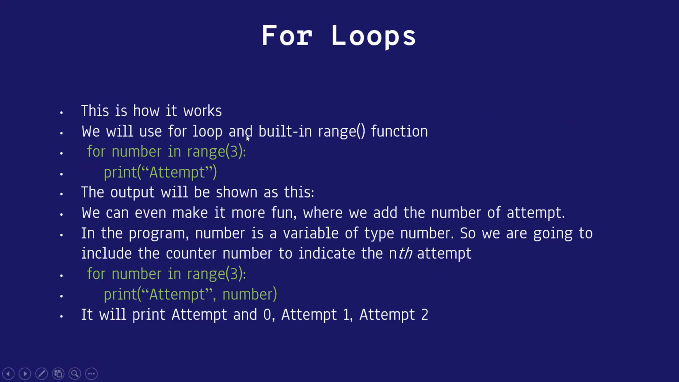We will use the for loop and a built-in range function to have the same effect. So for number in range, and the argument there is 3, print attempt. So the output will be as shown. Let me show you the output.